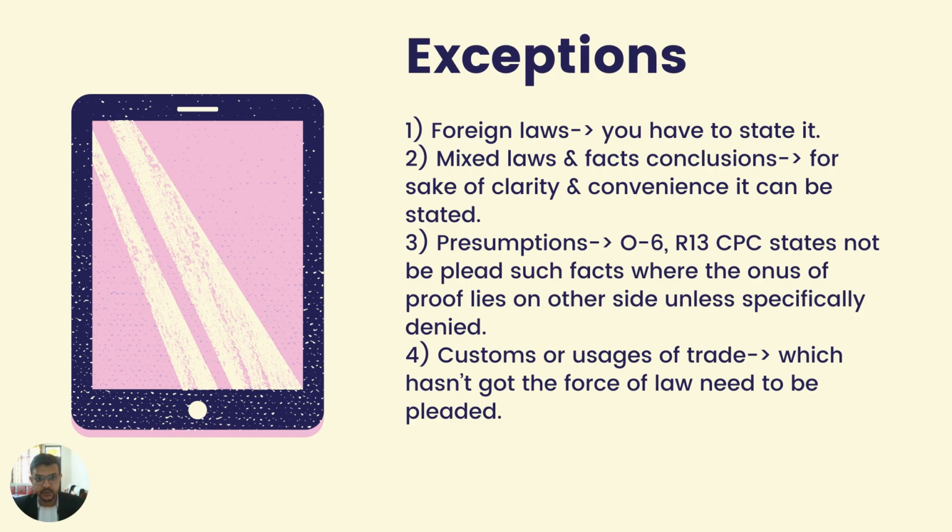Next, presumptions. Order 6, Rule 13 CPC states not to plead such facts where the onus of proof lies on the other side unless specifically denied. So this can also be taken care of. Last, customs or uses of trade, which haven't got the force of law, need to be pleaded, because this is something rare which comes into practice. These things can be mentioned.